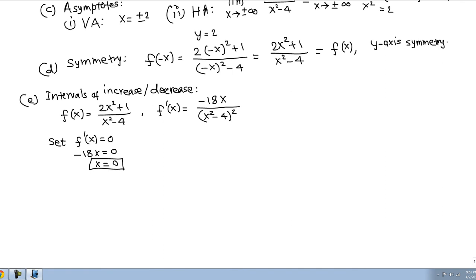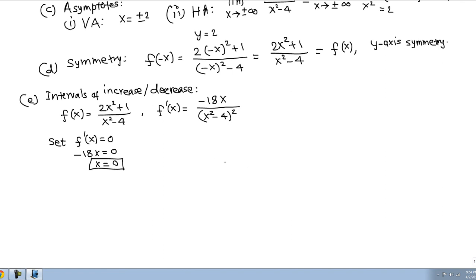Note that this derivative is undefined when x equals plus and minus 2, because x equals plus 2 or minus 2 makes the bottom 0. So they could be critical numbers, but if you go back and look at the domain, x equals plus 2 and minus 2 are not in the domain, so those are not critical numbers.